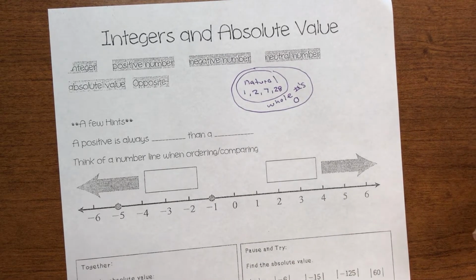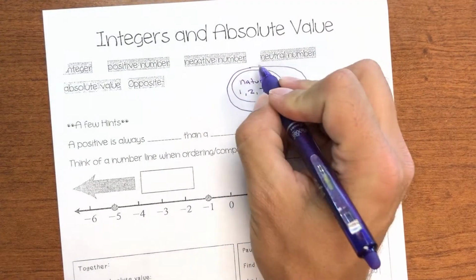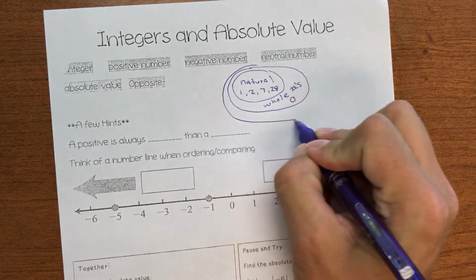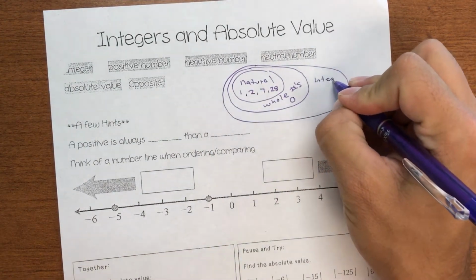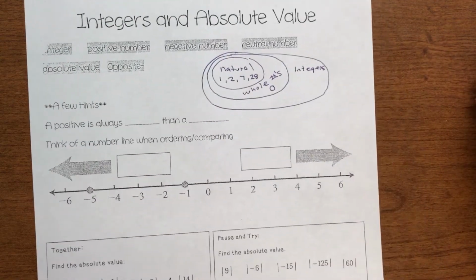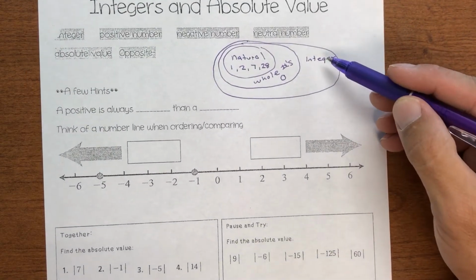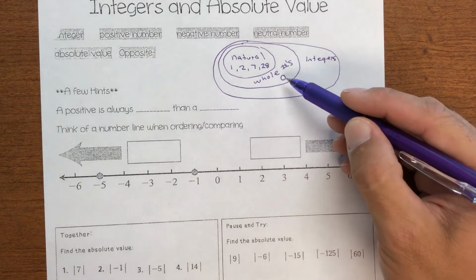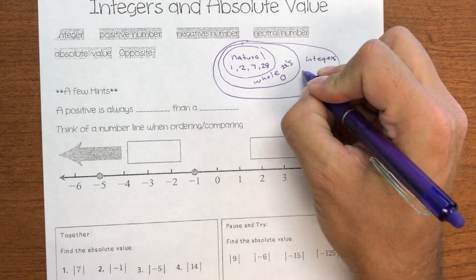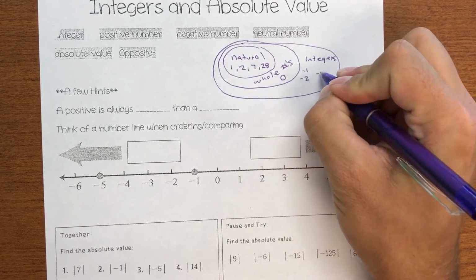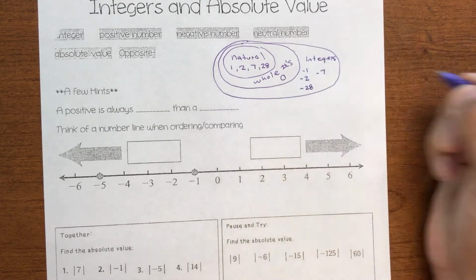And now we're going to make that number group a little bit bigger. Rather than just dealing with 1 and 2 and 3 and 4 and 107,320 and 0, we're going to make the group a little bit bigger. And we're going to call the new group integers. And just like natural numbers and whole numbers, integers are 1, 2, 7, 28, and 0. But we also add in the negative numbers. We add in -1 and -2 and -7 and -28.